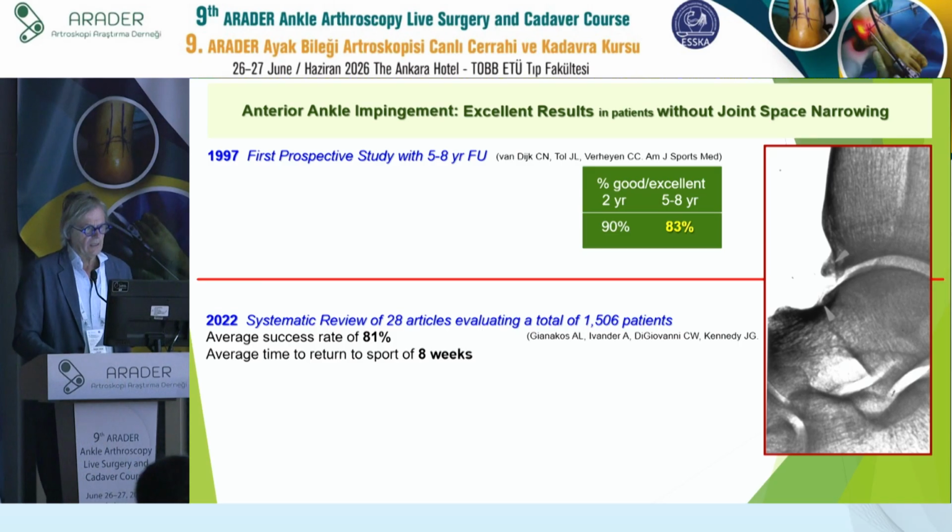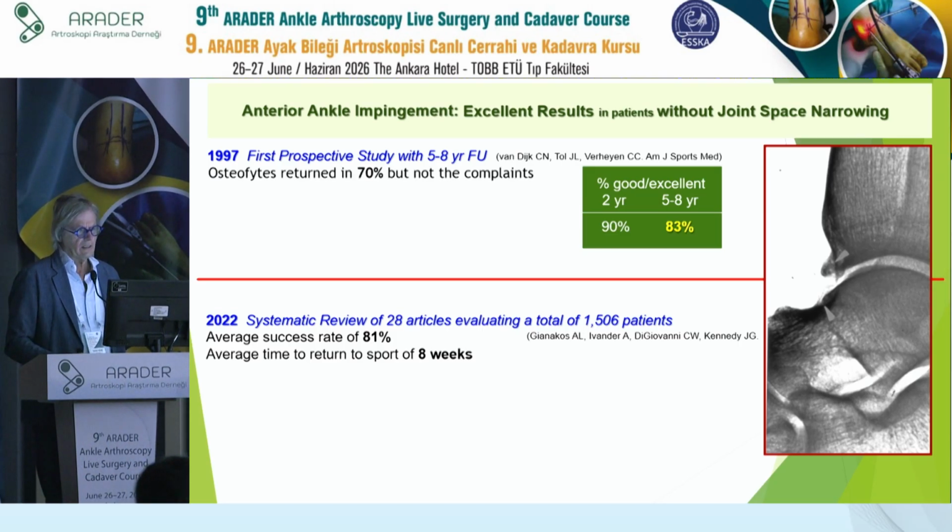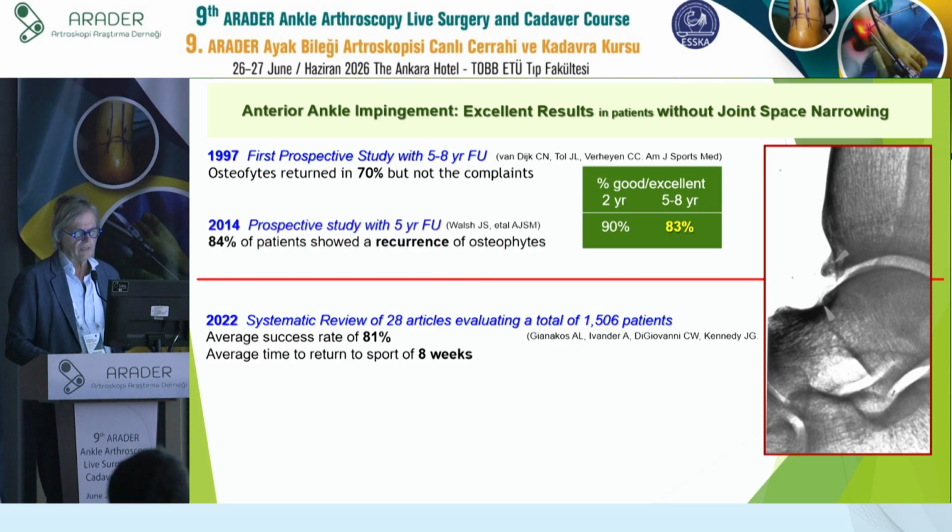What is interesting in our study in 1997 is that the osteophytes return in 70%, but not the complaint. And there's also this study from Walsh in 2014, the majority of patients show recurrence of osteophyte. So if you take the osteophyte and you remove it, and you make an X-ray a few years later, you see the same. It's the same osteophyte that returns. It's important because you have to instruct your patient. You have to tell your patient. But you can also tell him that the chance that the complaints return is less than 5%.